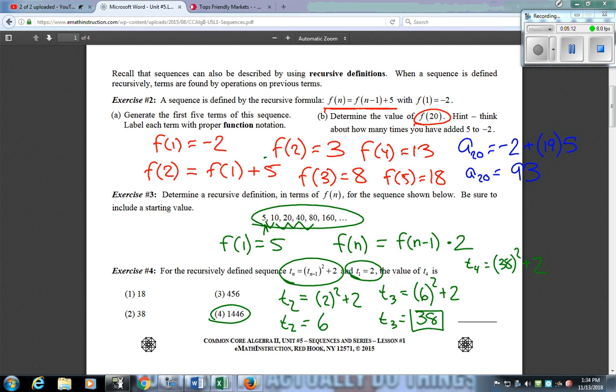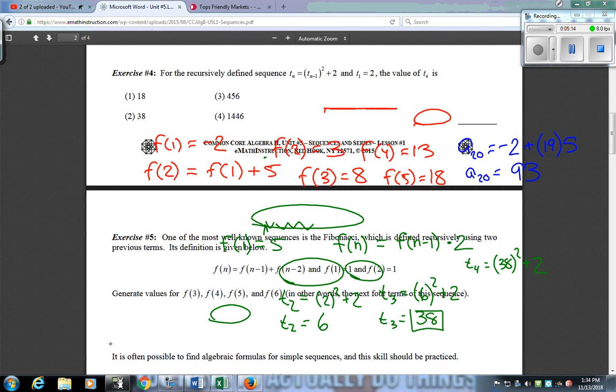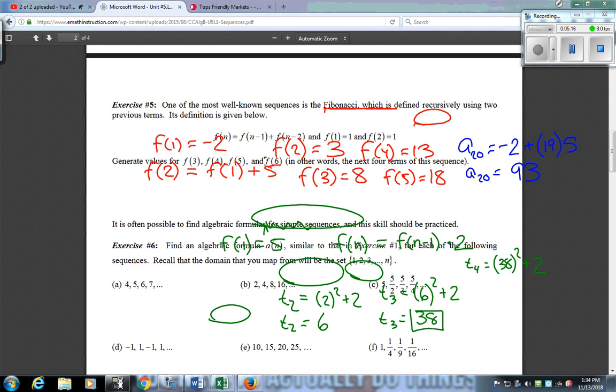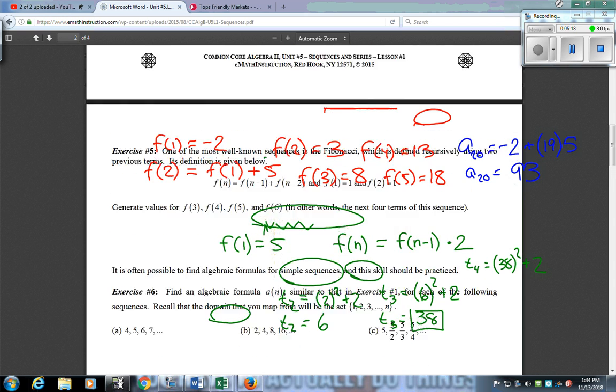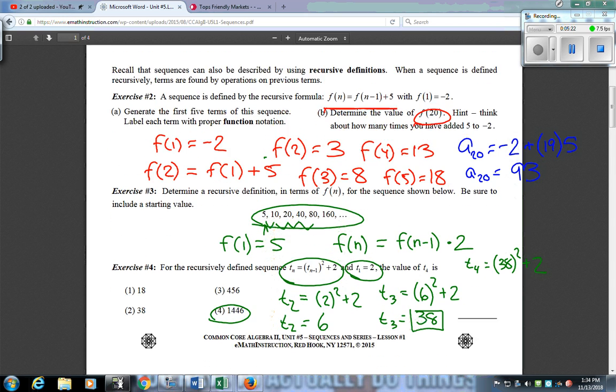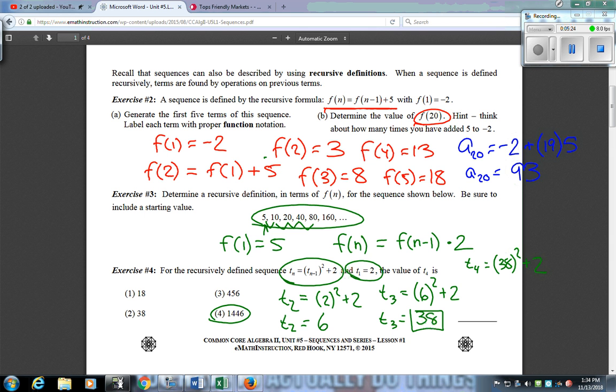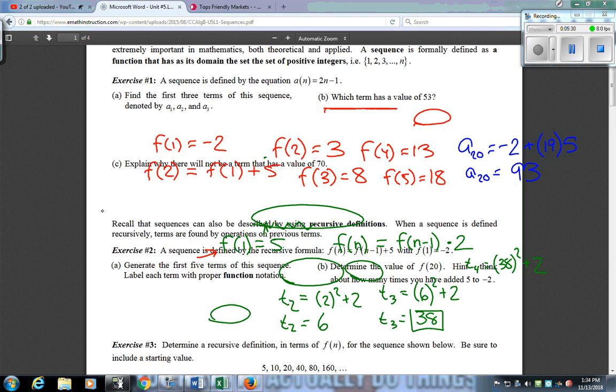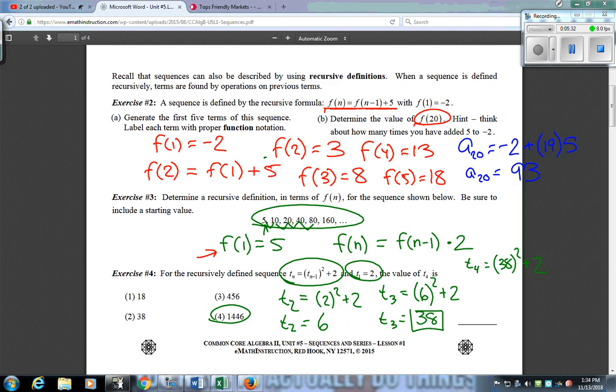1446. So, as you're looking at some of the problems on the next page, which go through writing formulas, make sure that you know which type it is, because we just talked about this one being recursive. Recursive has the first term and then the change from one to the next. Or it could be an algebraic definition, kind of like exercise 1, which would be similar to a linear function.